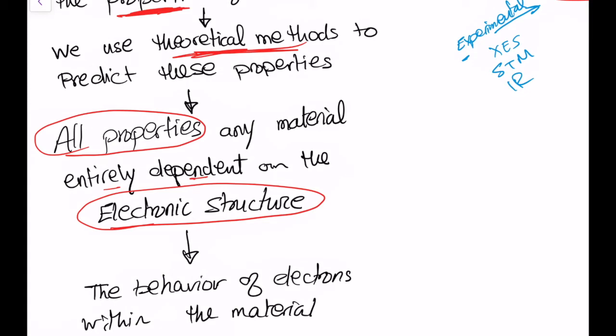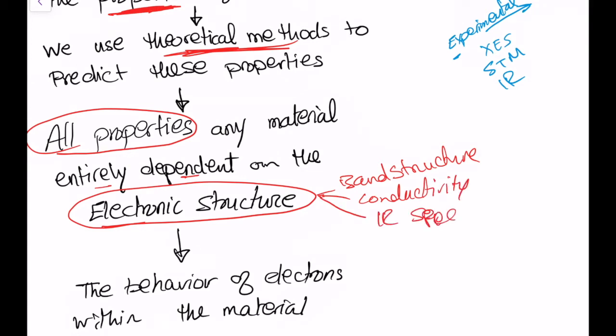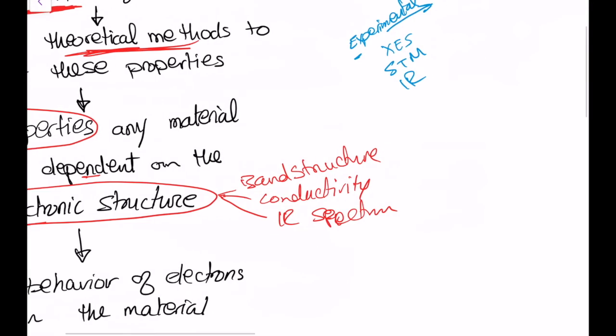So basically, once you get the electronic structure correctly, you can get the band structure, you can get the conductivity of the material, you can get the infrared spectrum, you can get everything, because the electronic behavior is what governs the material's properties. Okay, and there's a very important note that you have to know: the electronic structure of each material is very unique. There is no similar electronic structure of two different materials, and that's what varies from one material to another. That's why knowing the electronic structure will give you the properties of the material, because the electronic structure is unique for each material.